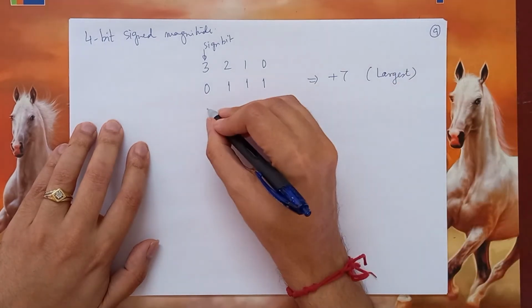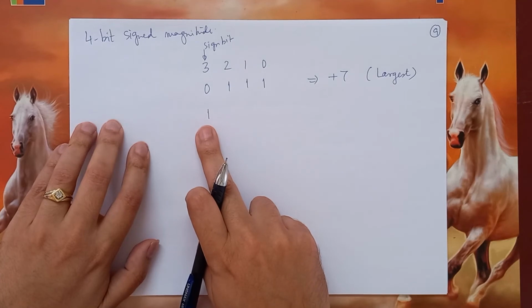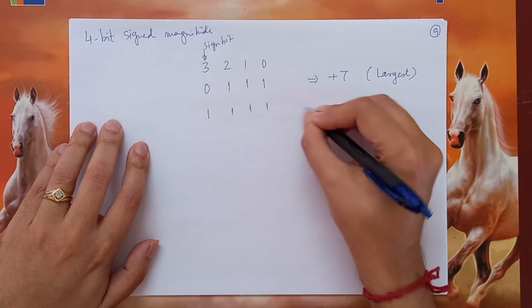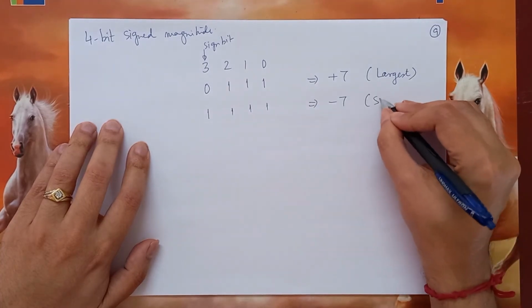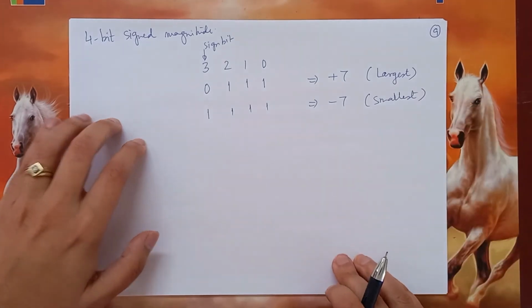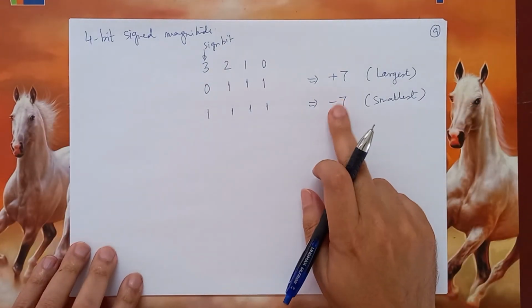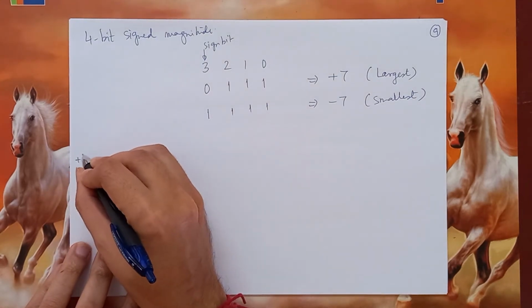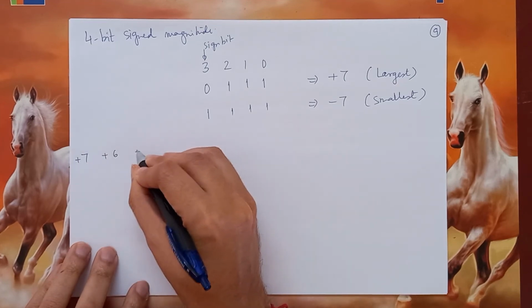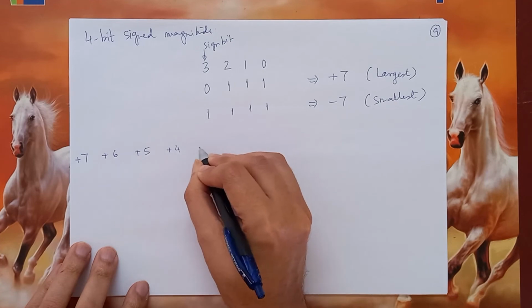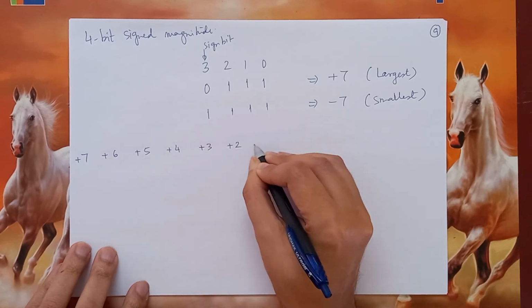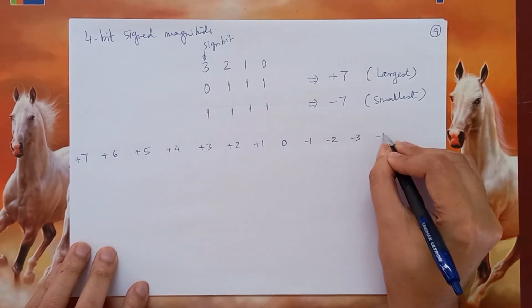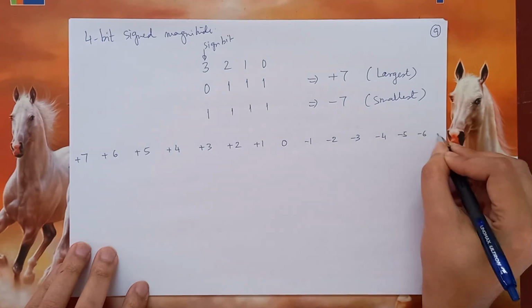The smallest will be a negative number, which means the sign bit will be 1, and the magnitude will still be 7. This indicates minus 7, which is the smallest number. So let us try to write all the numbers from minus 7 to plus 7 using this. Let's start from here: plus 7, plus 6, plus 5, plus 4, plus 3, plus 2, plus 1, 0, minus 1, minus 2, minus 3, minus 4, minus 5, minus 6, and minus 7.